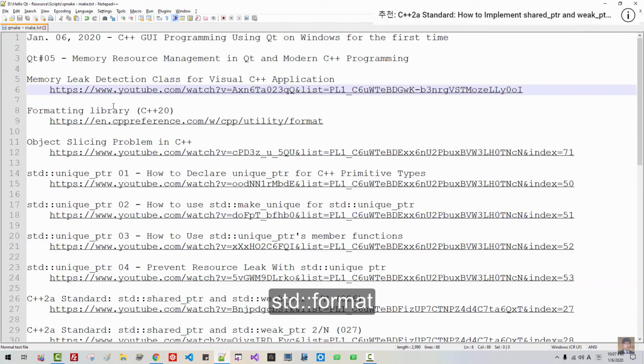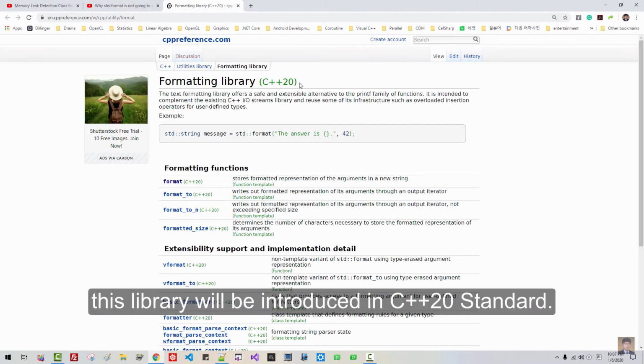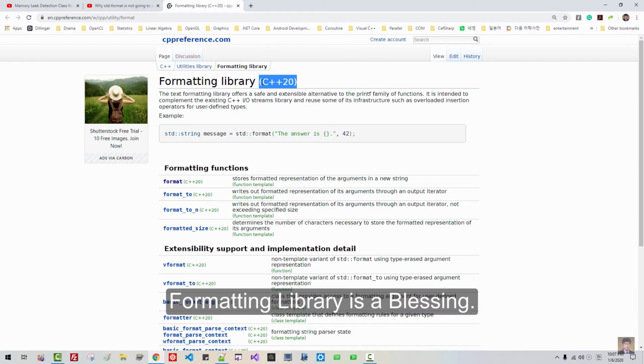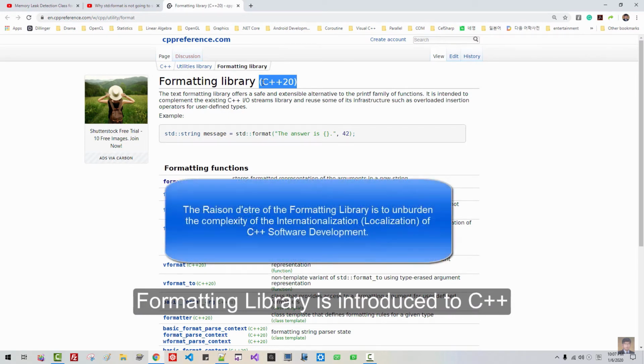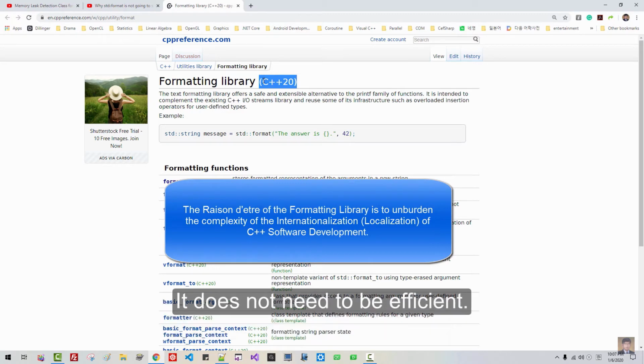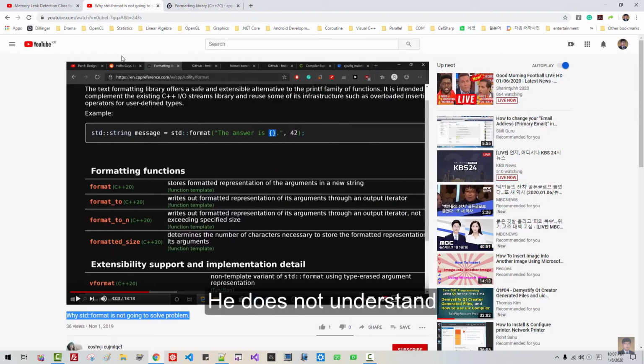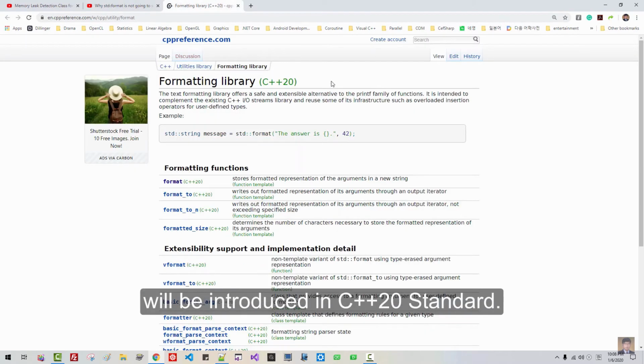std::format, you can refer to the std formatting library. This library will be introduced in the C++20 standard. The formatting library is a blessing. The formatting library is introduced to C++ to solve the problem of internationalization and localization. It does not need to be efficient. As long as this formatting library works correctly, it's okay. It's perfectly good. He does not understand the purpose of this formatting library that will be introduced in the C++20 standard.